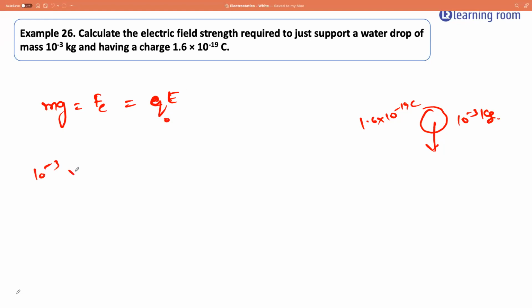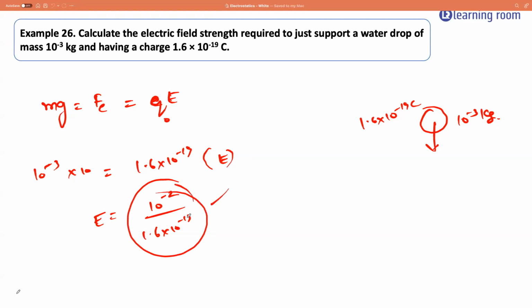So mass is 10 power minus 3 into g. I will take g as 10. That is equal to Q, which is 1.6 into 10 power minus 19, into E. What is the value of E? That is what we need to calculate. So E will be equal to 10 power minus 2 divided by 1.6 into 10 power minus 19. This is going to be 6.25 into 10 power 16 Newton per coulomb, because this 1 by 1.6 is a famous expression. We saw it in the number of electrons needed to constitute 1 coulomb of charge. You remember? So 6.25 into 10 power 16 Newton per coulomb.